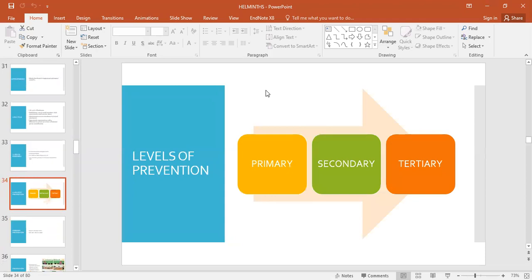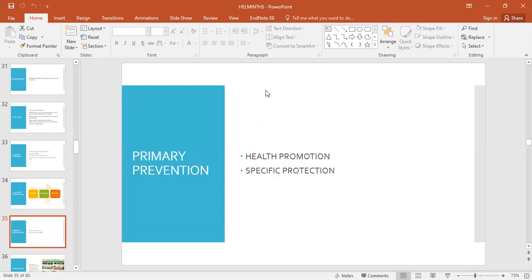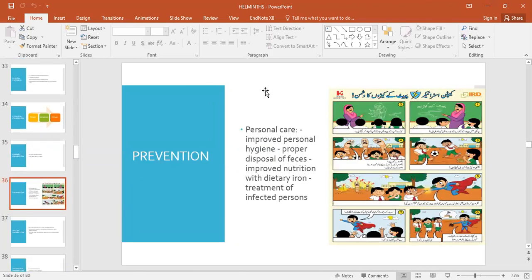Levels of prevention. Primary prevention includes health promotion and specific protection. In health promotion, we guide about personal care, improved personal hygiene, proper disposal of the feces, improved nutrition with dietary iron, and the treatment of the infected persons.